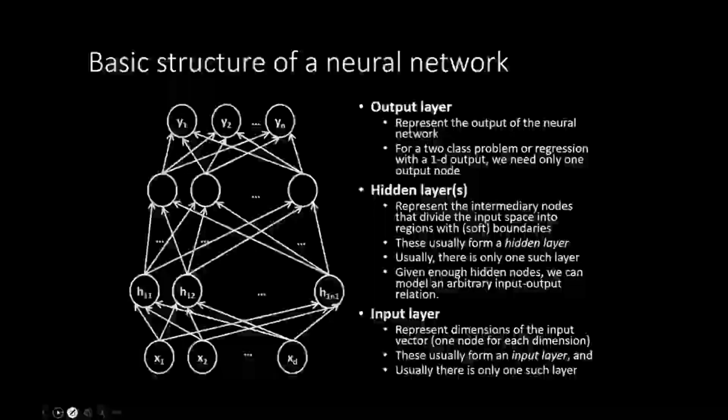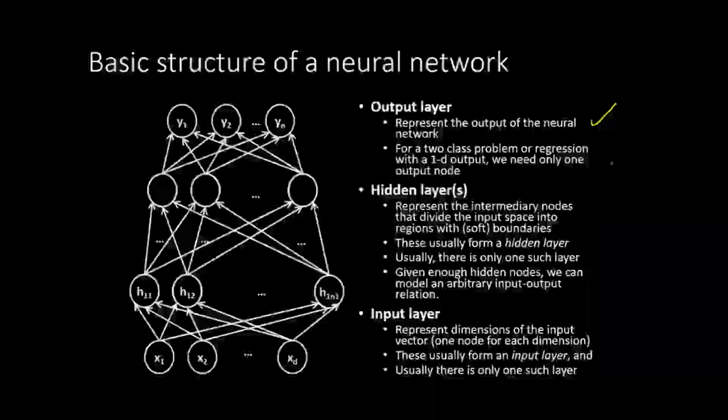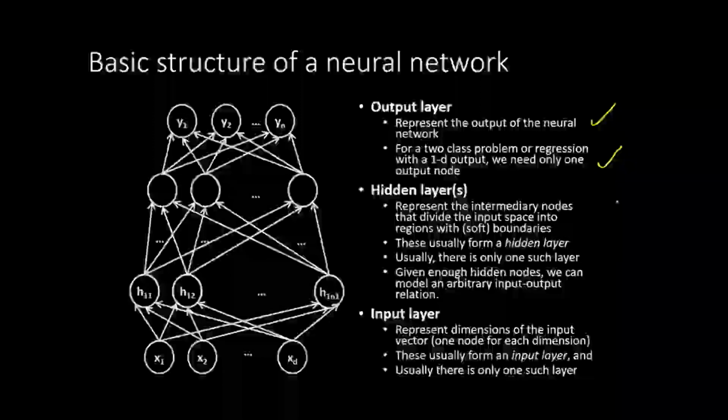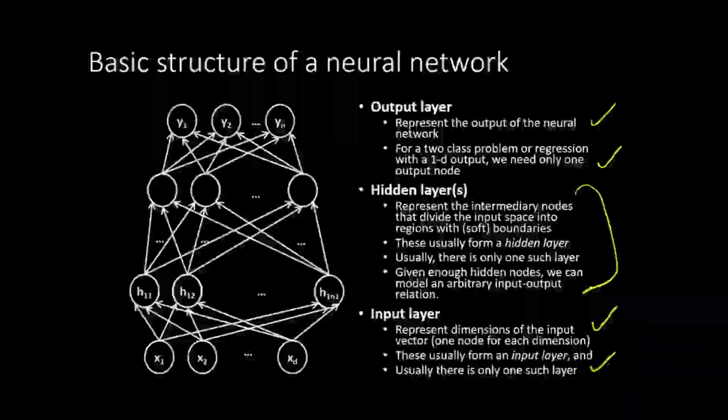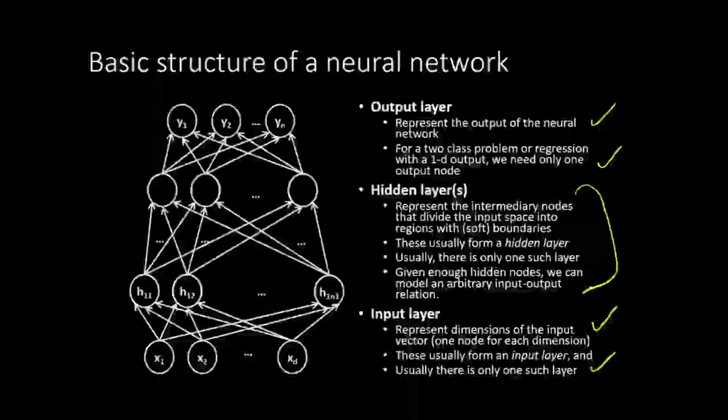Okay, so your output layer will represent the output of the neural network. If you have a 2-class output, you will need only one output neuron. Sometimes you need more than one, if you have more than one output. Your input layer represents the number of inputs that you have in your data. And then the number of hidden layers is where you play with the structure of the neural network. You can increase the number of hidden layers, you can increase the number of neurons in each layer, and so forth.